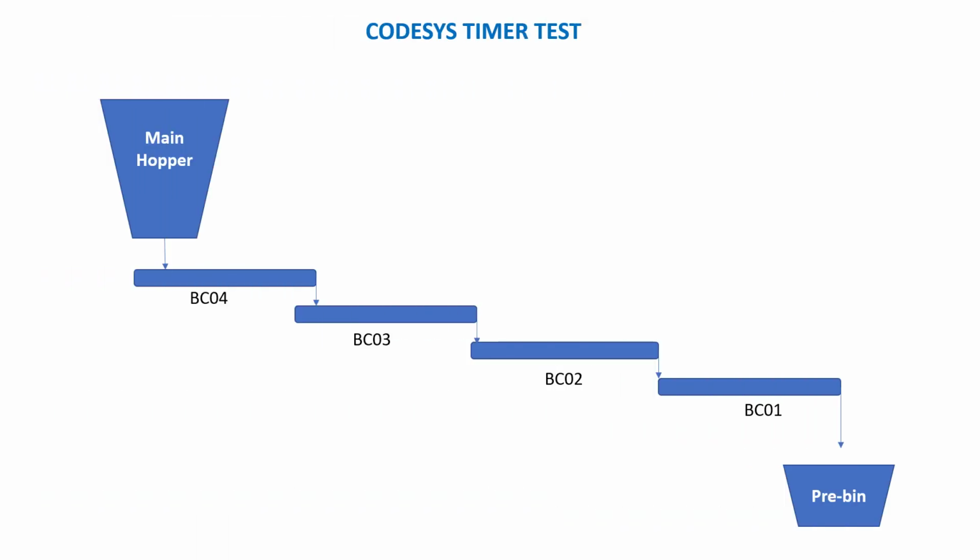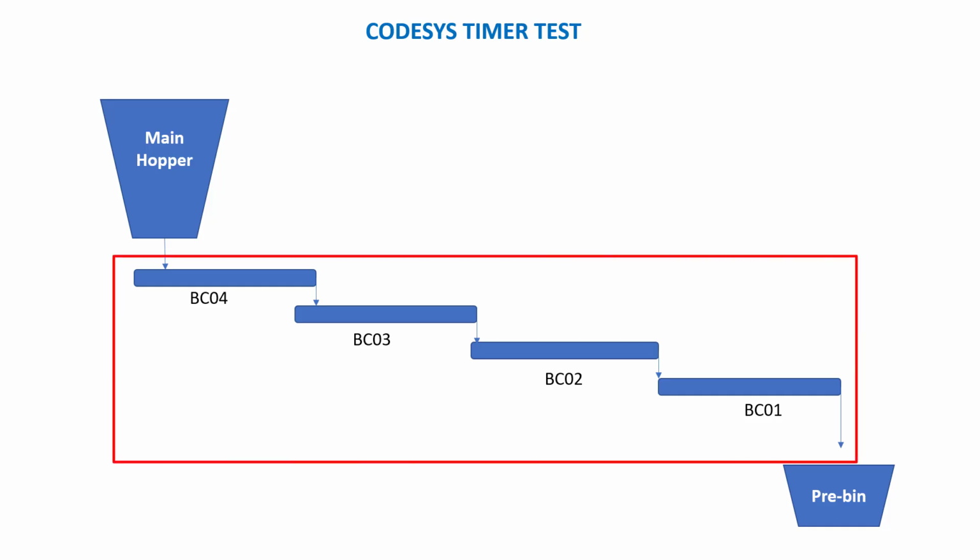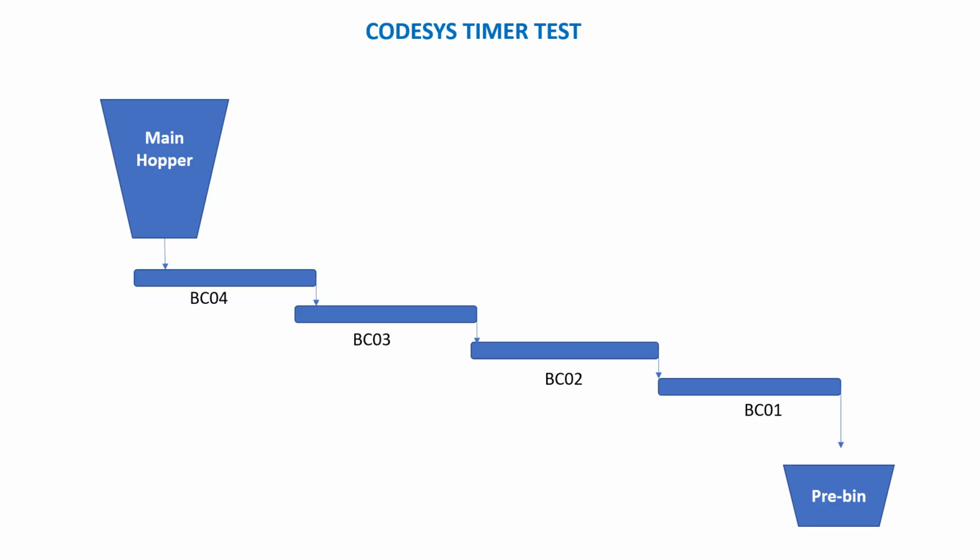Okay, this is the demonstration where we need to fill a pre-bin hopper with material from the main hopper. So we have BC01 up to 04 that are supposed to start in sequence. So BC01 starts first, 3 seconds delay, BC02 will follow, BC03, and then finally BC04.